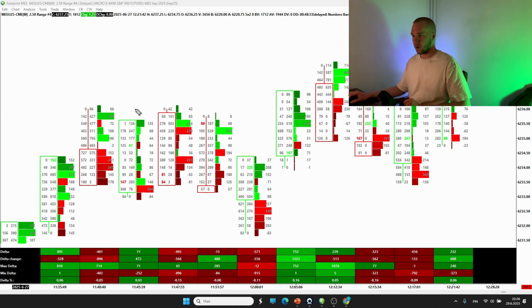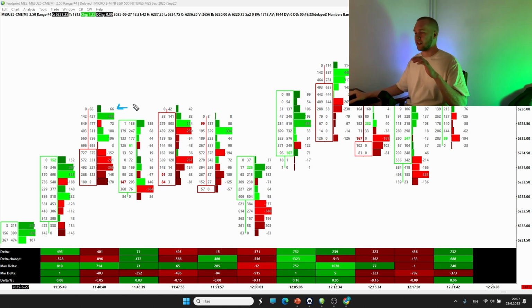The next thing to explain is that each price level has two numbers. We can see here that on this specific level there were 0 sellers and 66 buyers, and it works the same way for every price level. Very basic stuff. And then we come to the delta. The delta is the right number, and this is basically the difference between the buyers and the sellers in that individual price level.